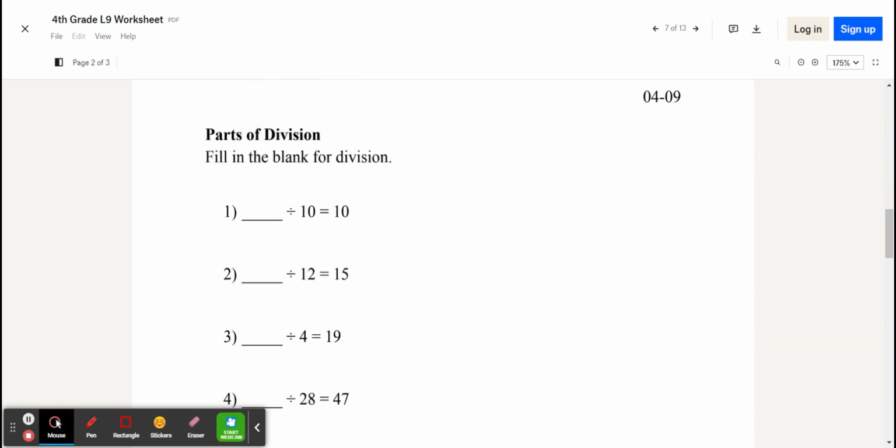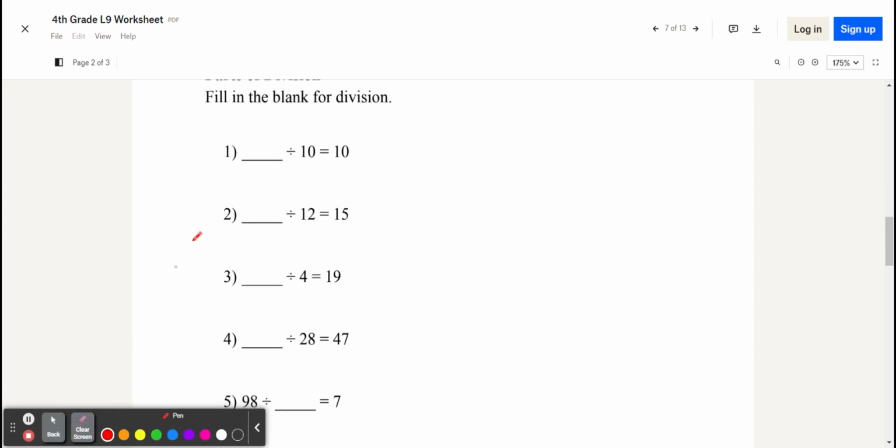And then for parts of division, like I said, you can multiply these two to find the beginning, the dividend. And so 10 times 10 would be 100. 12 times 15, well, I believe that's 270. Oh, sorry, 180. 4 times 19 would be 76. 28 times 47 would be 1,316.